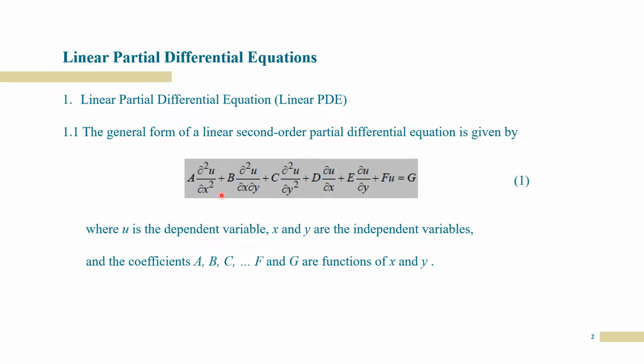Take note that this equation fulfills the characteristic of a linear equation because u and all its derivatives are all to the power of 1. Besides, the coefficients A, B, C, D, E, and F, as well as the function G on the right side, are all functions of x and y. In other words, they are functions which do not contain the dependent variable u. Because of that, we identify this equation as a linear partial differential equation.